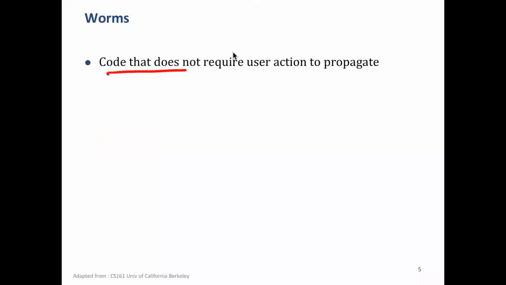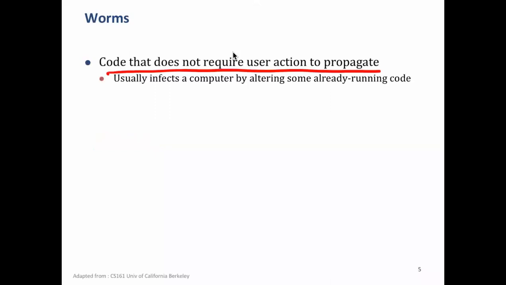It means that the code of the worm should have some mechanism to transmit itself to other machines. It must make use of whatever communication mechanism is available, which today is the internet. So it has code that can use the internet, as simple as that, and then it can spread. So the definition is simple: code that doesn't require user action to propagate, so it's intelligent enough to propagate.